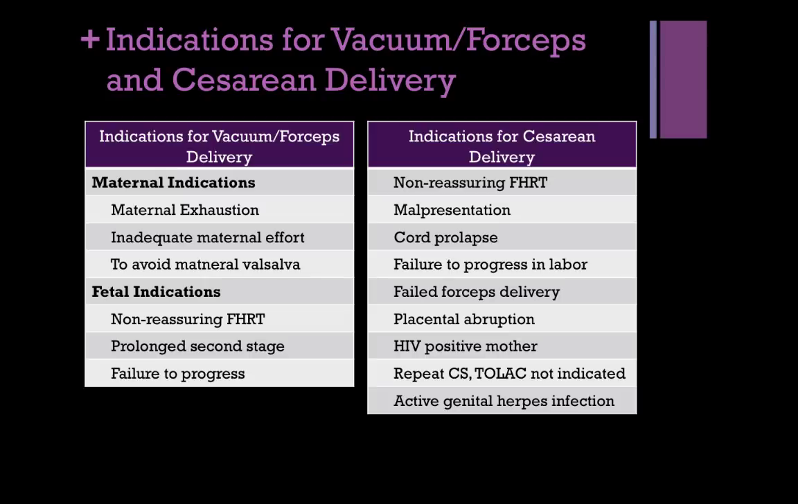HIV positive mother, this is not an emergent delivery, but if you know you have an HIV positive mother, then you can schedule a C-section before labor occurs. If labor has actually started, and especially if the bag of water has broken, then there's really no reason to do a C-section delivery because the fetus has already been exposed to the mother's HIV. Also, another reason for C-section is if they've already had a C-section in the past, and TOLAC, which is trial of labor after C-section, is not indicated. Just for terminology's sake, if a TOLAC succeeds, then it's called a VBAC, a vaginal birth after C-section, and you might see that written on patients' histories. And then active genital herpes infection can also warrant a C-section.